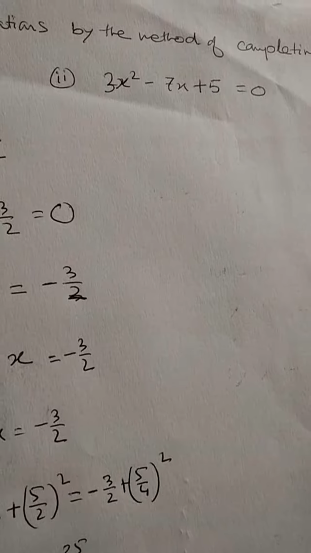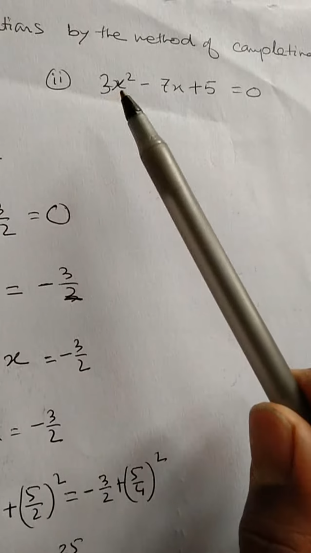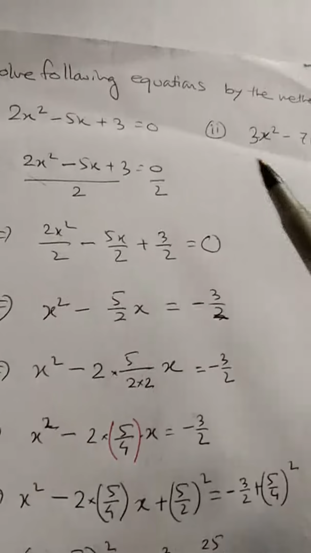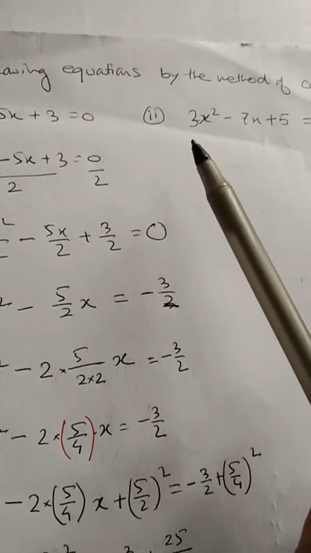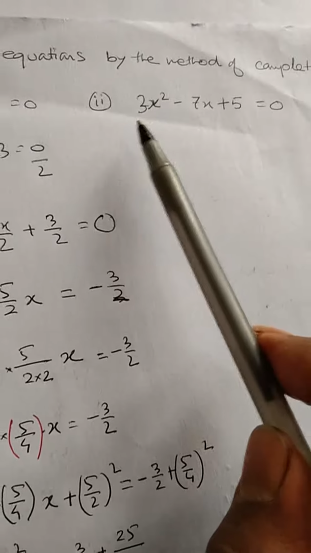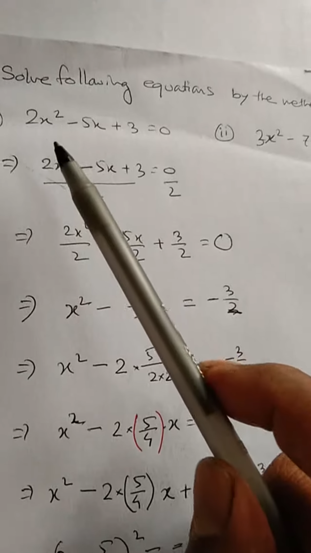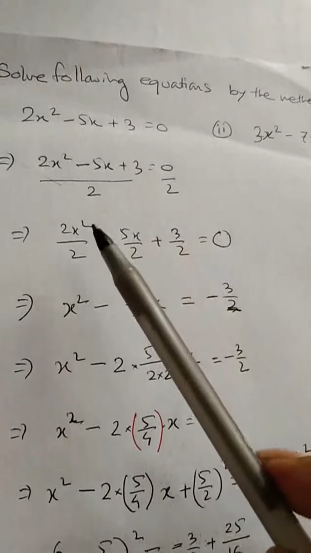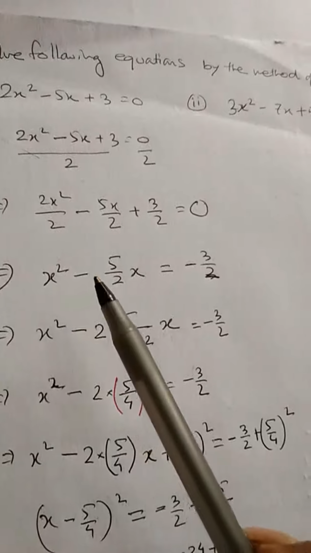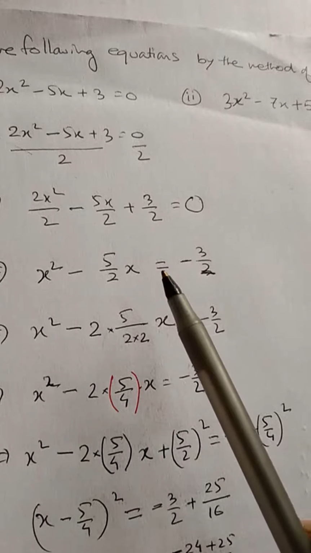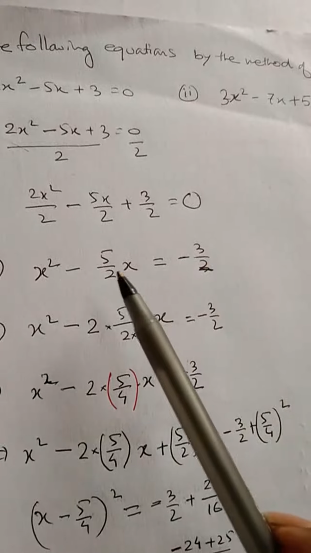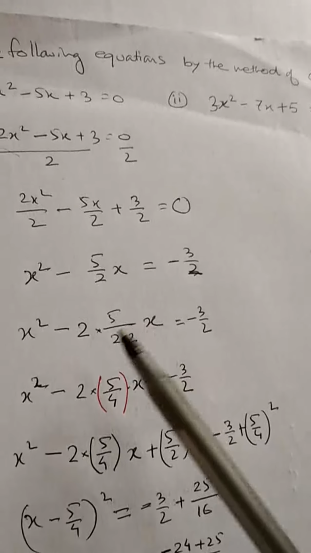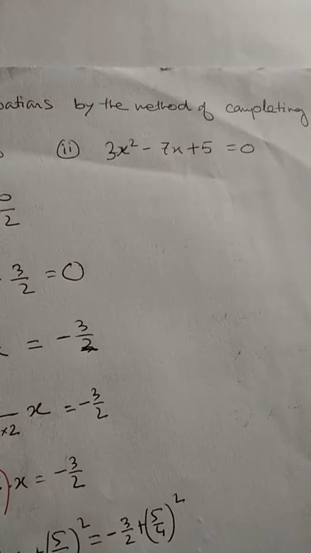Now let's see the next example, that is 3x square minus 7x plus 5 equal to 0. So we'll follow the same steps that we have done here. First, we'll divide this equation on both sides by 3, as here we did it for the coefficient of x square, that is 2. We divided both sides by 2, and then x square minus 5 by 2x equal to minus 3 by 2. So here this part we have converted to 2 into some number into x. So the same thing we'll have to do here also. So let us see.